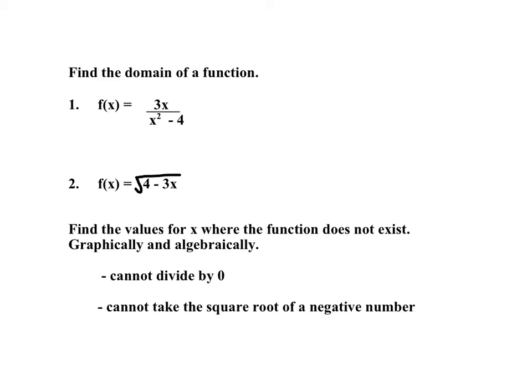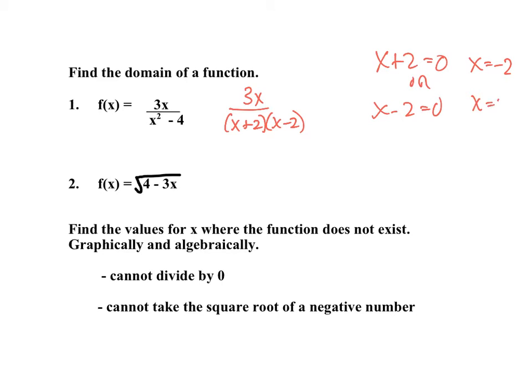With the first one, what I want to do is factor the denominator as much as I can. So this we know is a difference of squares. It's x plus 2, x minus 2. So that means the denominator becomes 0 if x plus 2 equals 0 or x minus 2 equals 0, which means x equals -2 or x equals 2 are our problems in the domain. So we know that the domain for this one is all real numbers except x may not equal 2 or -2.